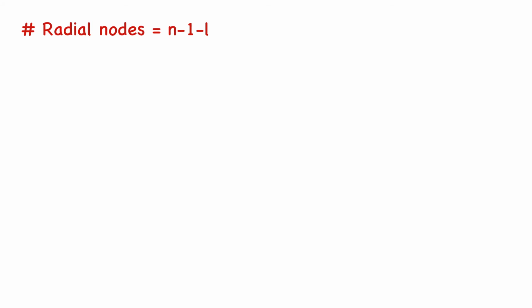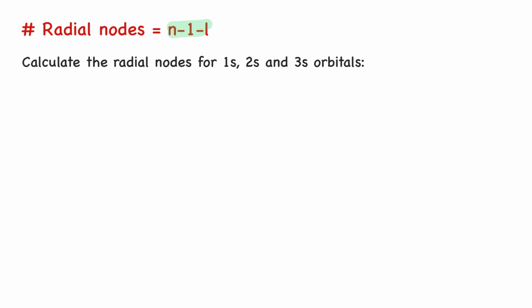We can calculate the number of radial nodes in an orbital by using a formula, which is n minus 1 minus l, where n is the principal quantum number of the orbital and l is the angular momentum quantum number of the orbital. Let us try to calculate the number of radial nodes for 1s, 2s and 3s orbitals.